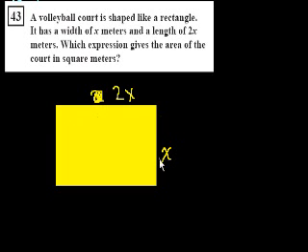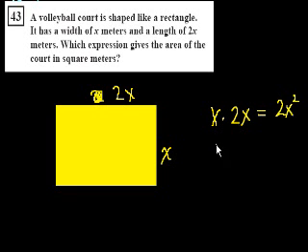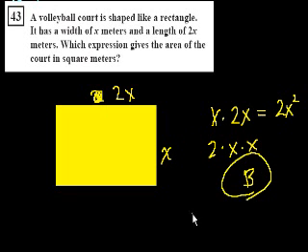Well, the area is just the width times the length, right? So it's just x times 2x, which is equal to 2x squared, right? That's the same thing as 2 times x times x, which is the same thing as 2x squared. And that's choice B. Anyway, see you in the next video.